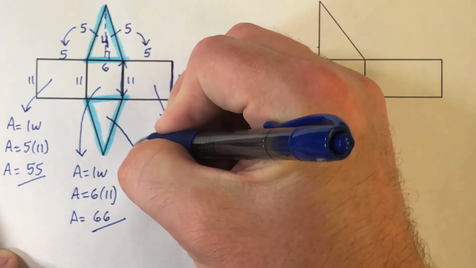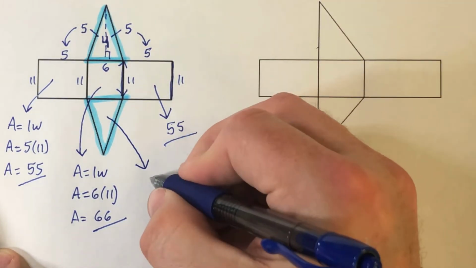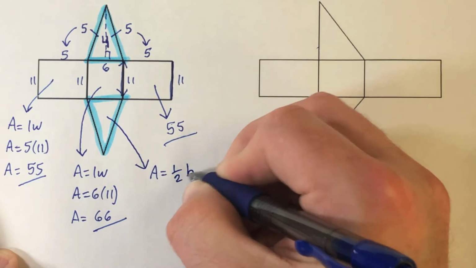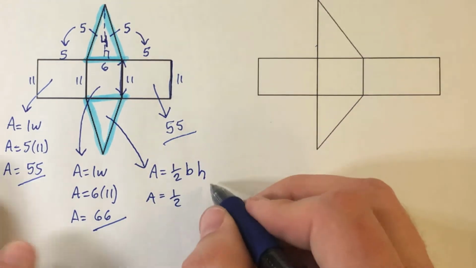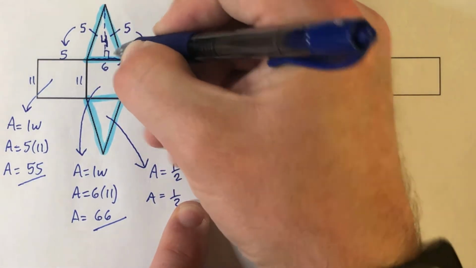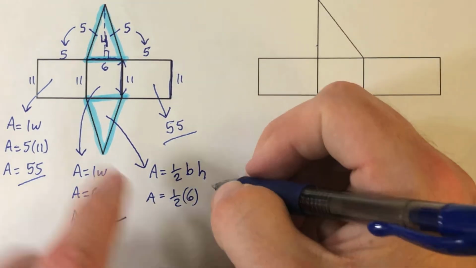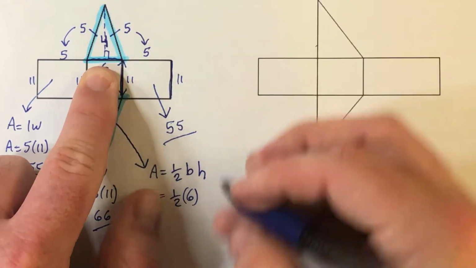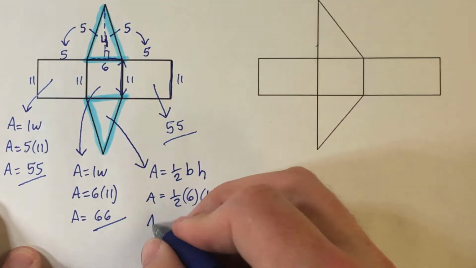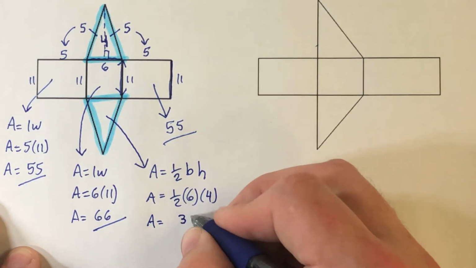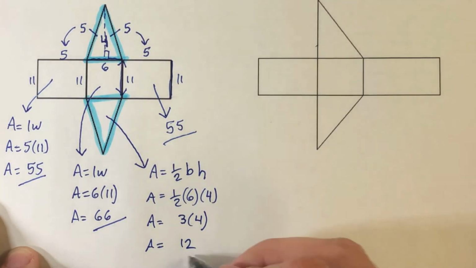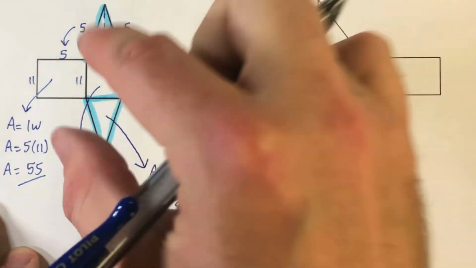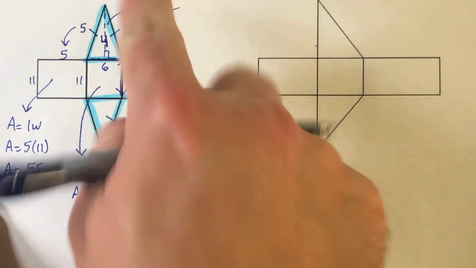So let's find the area of this triangle right here. Triangle is A equals 1/2 times base times height. So A equals 1/2 times, what's the base of the triangle? 6. What's the height of the triangle? 4. All right, A equals 1/2 of 6 is 3, and I still need to multiply by 4. So A equals 12. If one triangle is 12, the other one is 12 as well. So now I have 1, 2, 3, 4, 5 areas.